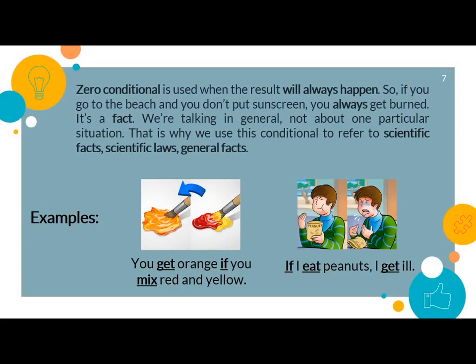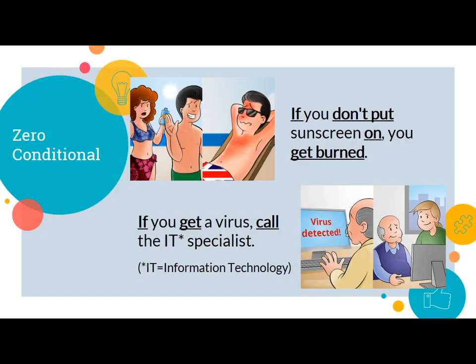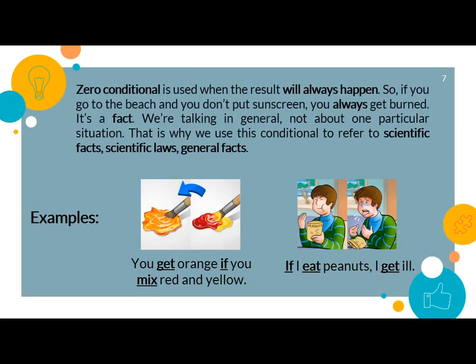Now let's keep on with the information on how to use this. Zero conditional is used when the result will always happen. So if you go to the beach, in the case of the previous example, the first one, and you don't put sunscreen on, you always get burned. That is something that you cannot change. That's what we say, that this is a fact. In general, we're talking about something general, and not about one particular situation, because a particular situation is not something that is going to happen in a general way.